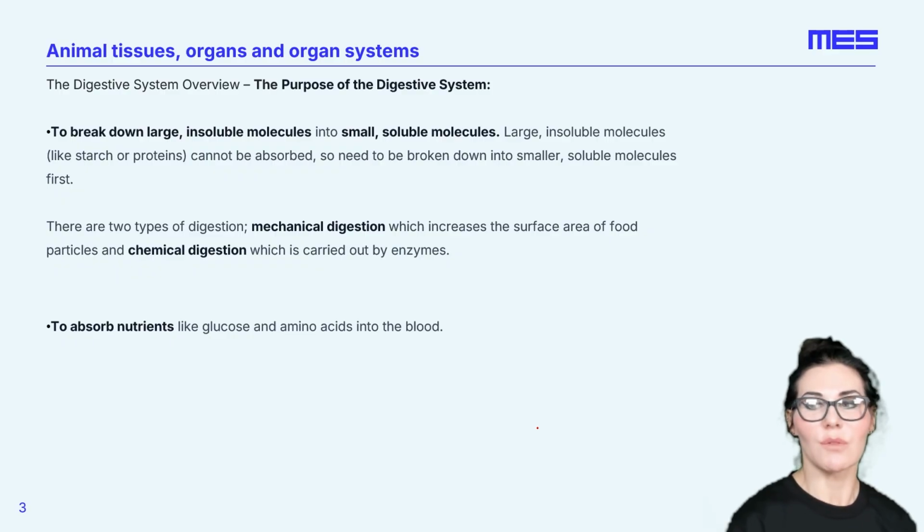Why do we need to do this? We need to make sure that our large insoluble molecules of food that we eat become small soluble absorbable nutrients like glucose, like amino acids, that can then enter our bloodstream.